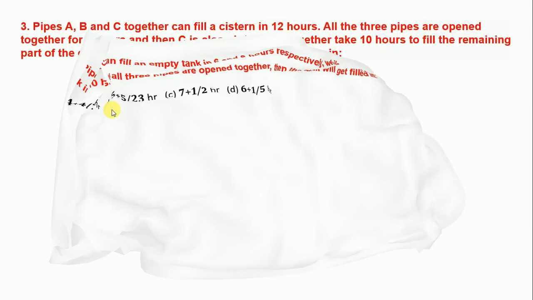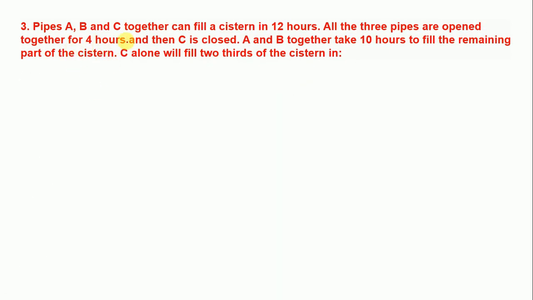Now question third. Pipes A, B and C together can fill a cistern in 12 hours. All the 3 pipes are opened together for 4 hours and then C is closed. A and B together take 10 hours to fill the remaining part of the cistern. C alone will fill 2/3 of the cistern in how many hours?